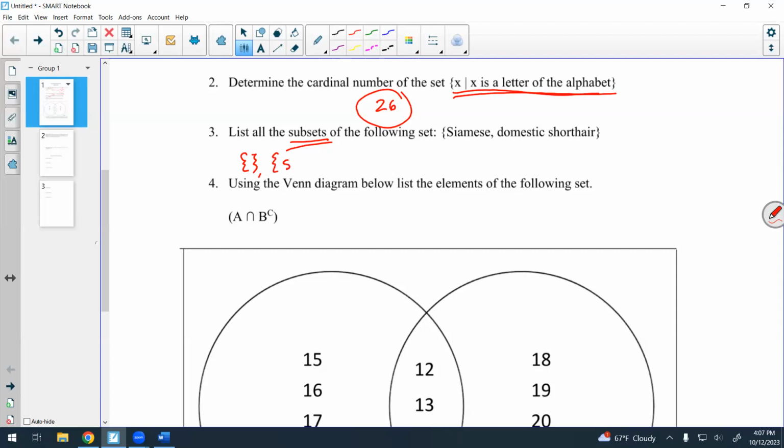And then, of course, there's a set with the element Siamese. And a set with the element domestic shorthair. I shortened this question. There used to be 3 cats. Yeah, that's 8 sets. And then since it's subsets and not proper subsets, we can include Siamese and domestic shorthair. Okay. Any questions on that? Always start with the empty set.